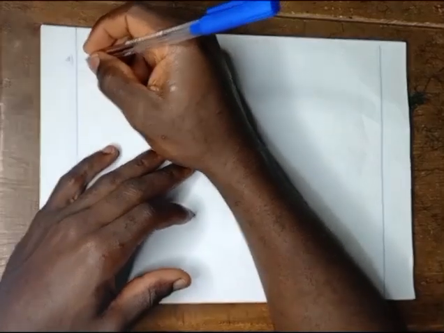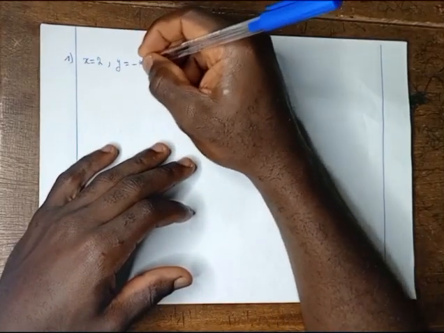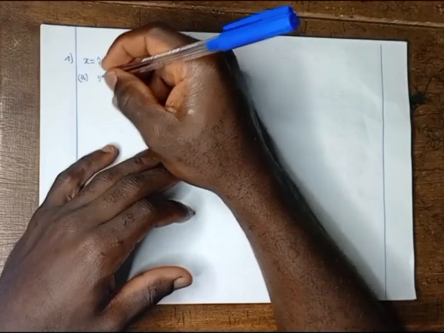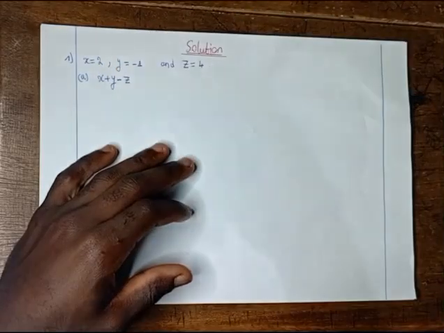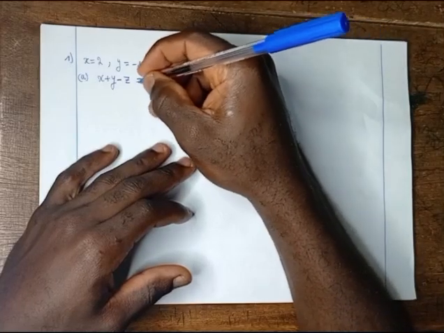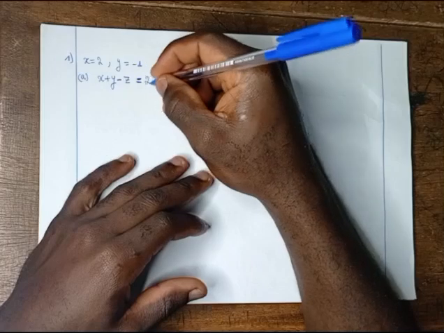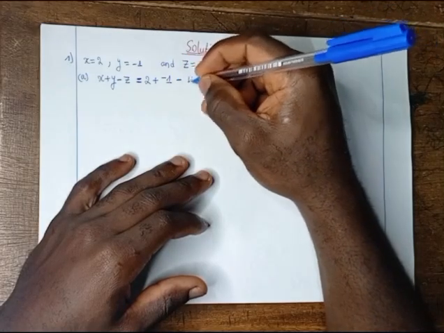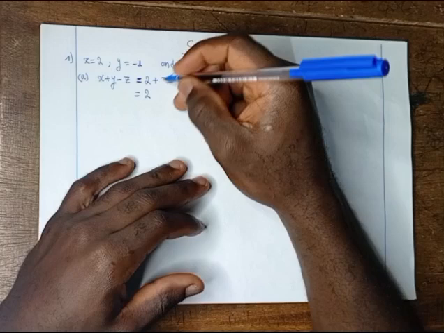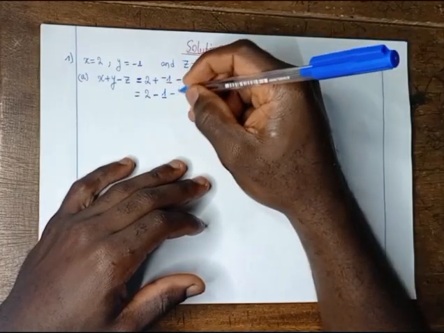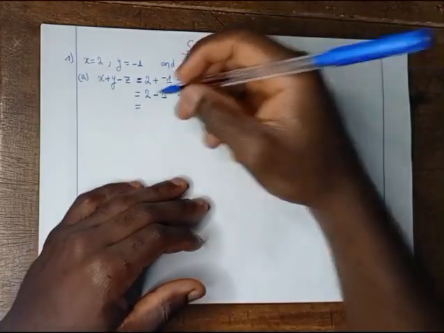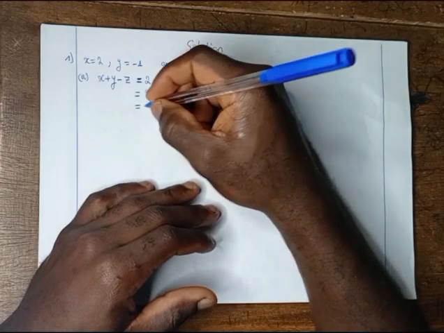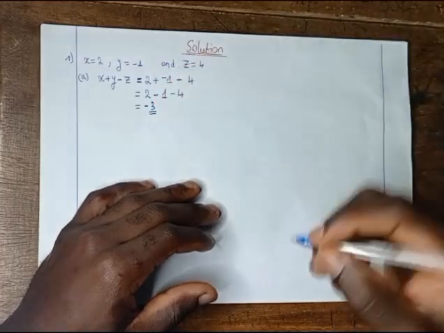Question 1. We have been told that x is equal to 2, y is equal to -1, and z is equal to 4. For question A, we have to compute x plus y minus z. This will simply be equal to, we replace x with the value 2, plus y is -1, minus z is 4. This will give us 2 minus 1 minus 4. We know 2 minus 1 gives us 1, and 1 minus 4 gives us -3. This is our answer.